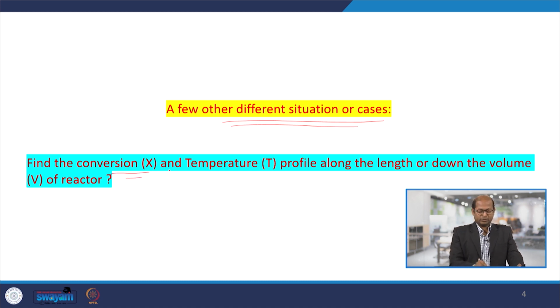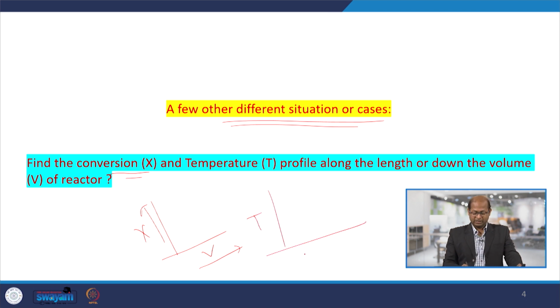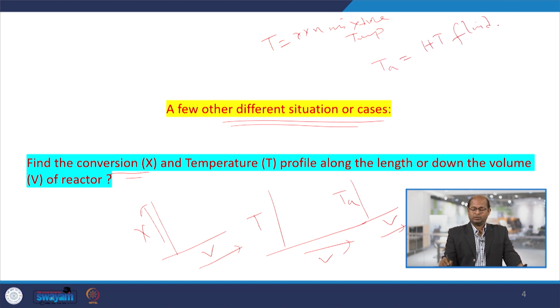Basically, conversion as a function of volume, meaning how the conversion changes along the reactor volume, and the temperature of the reacting mixture, and Ta, the heat transfer fluid temperature, as the volume of the reactor changes. T is the reaction mixture temperature, Ta is the heat transfer fluid temperature, and X is the conversion, whether the reactions are exothermic or endothermic.